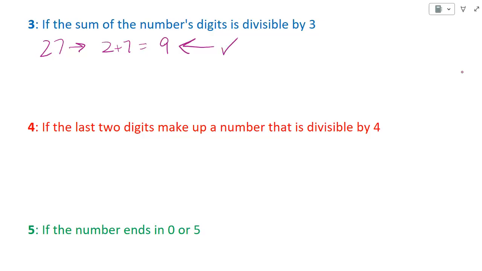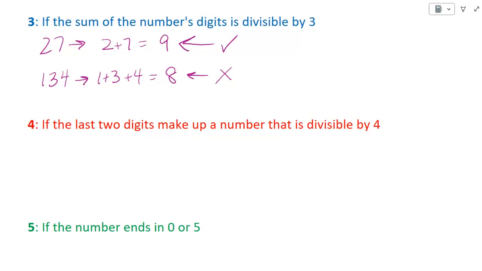Yes, it is. It'll always come out to be a smaller, more manageable number, so it's easier to check. Let's try another one: 134. 1 plus 3 plus 4 equals 8. So it's really quick to say, is 8 divisible by 3? No, it is not. Pretty simple. It's really cool that we can take a really large number, just add the digits up, and see if that number is divisible by 3. Moving on to 4.